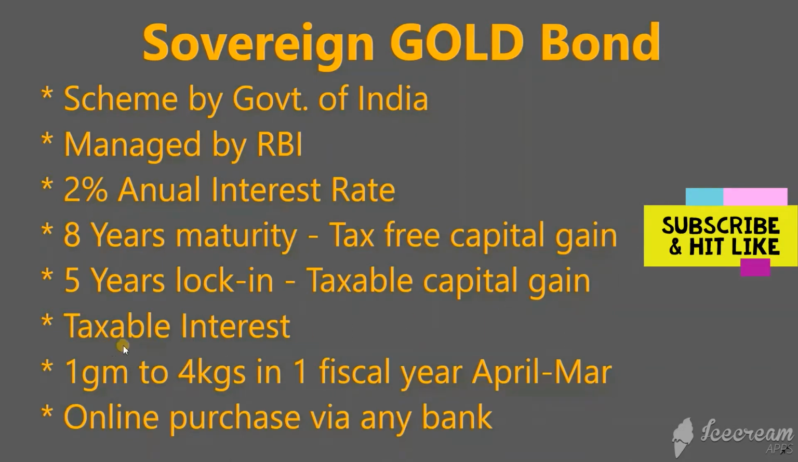Okay, next is the interest is always taxable. So the 2% interest which you are getting, that is taxable. Minimum you can buy 1 gram and maximum you can buy 4 kgs in one fiscal year. Fiscal year means 1st April to 31st of March.